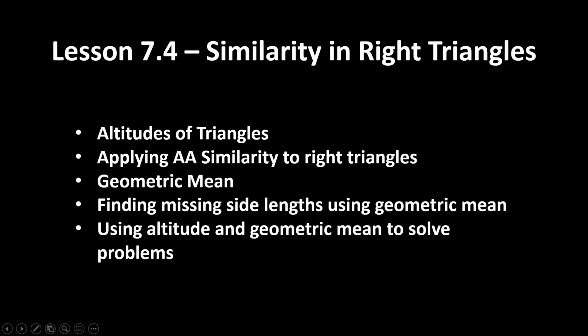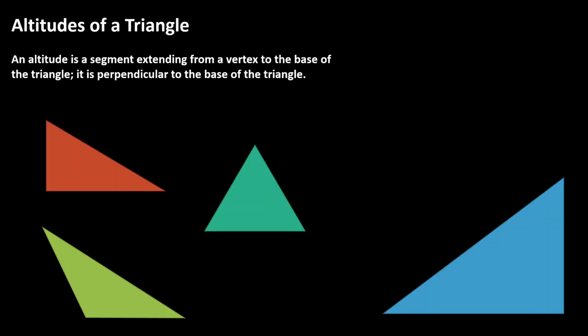In this lesson, we are going back to right triangles, and specifically, we are going to examine how right triangles can be similar using angle-angle similarity. We are going to be looking at how we can use the altitude and what's called the geometric mean to find missing side lengths and solve problems.